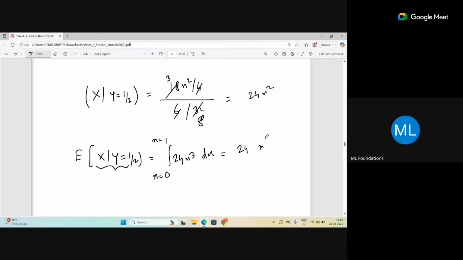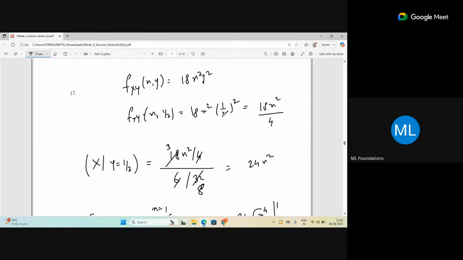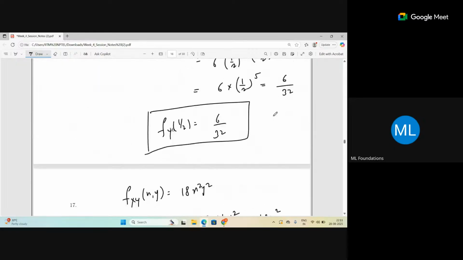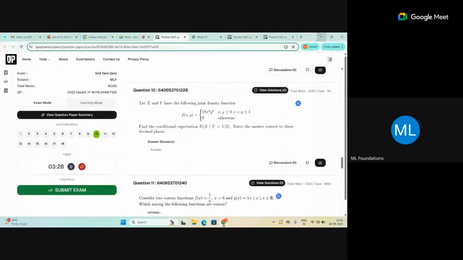Then it will be x to the power 4 by 4 from 0 to 1. So I think it is 6. Okay, I think that is the answer. I have made some calculation mistakes, so while solving you should also cross check your calculations once more. I hope you understand how to solve this problem.